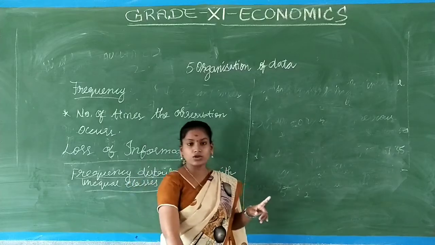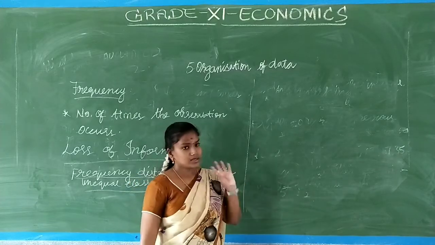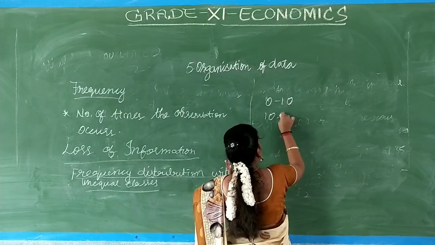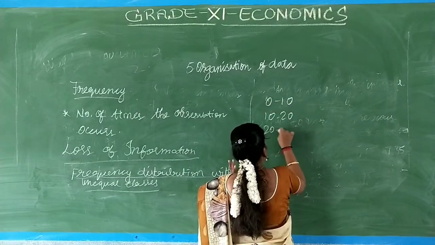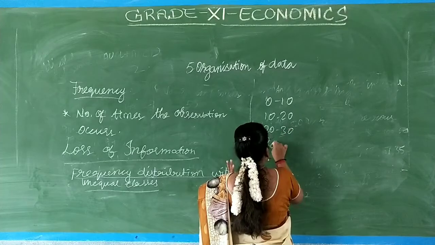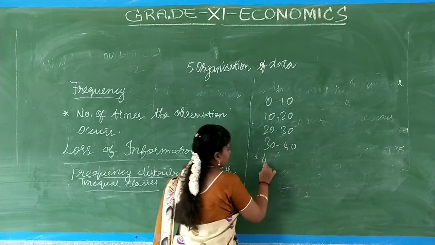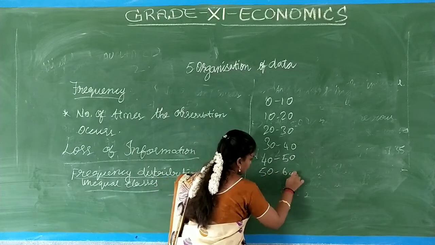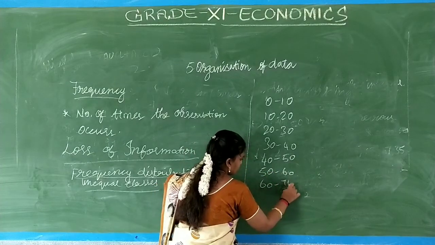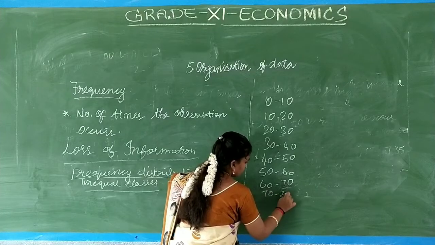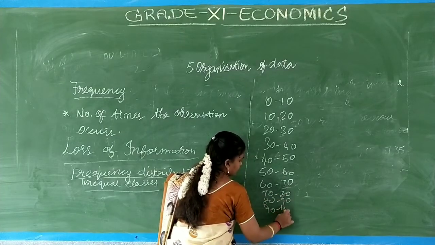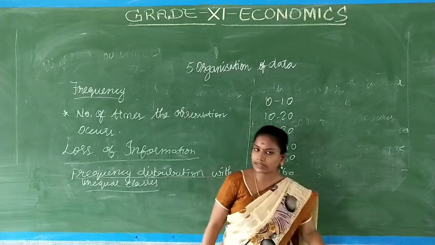Here they have, after 0 to 10, what is the class? It should be 0 to 10, 10 to 20, 20 to 30, 30 to 40, 40 to 50, 50 to 60, 60 to 70, 70 to 80, 80 to 90, and 90 to 100. These are the classes that they have given.